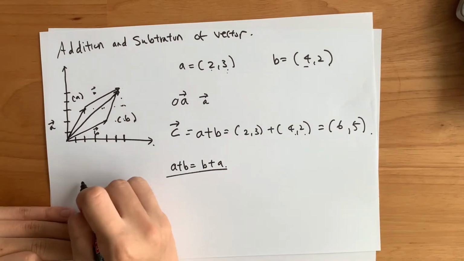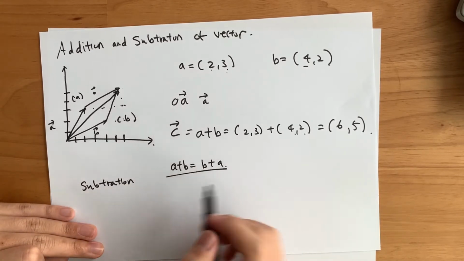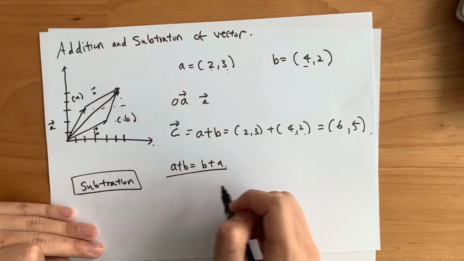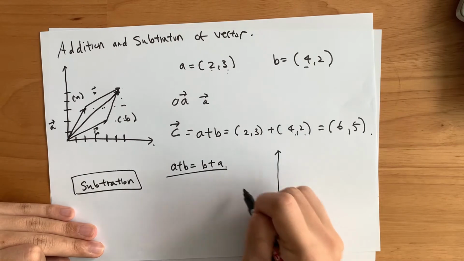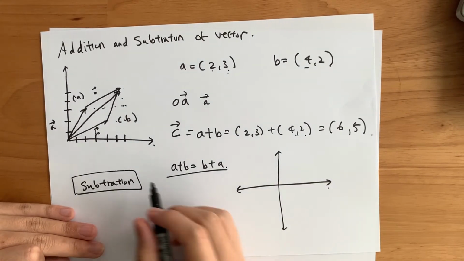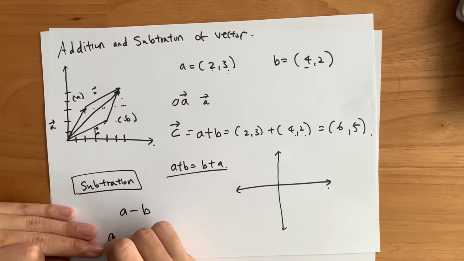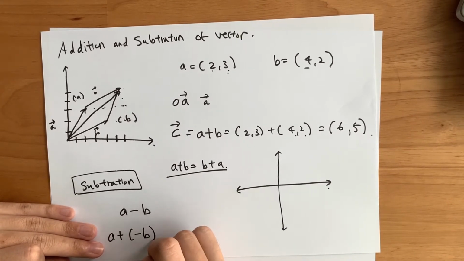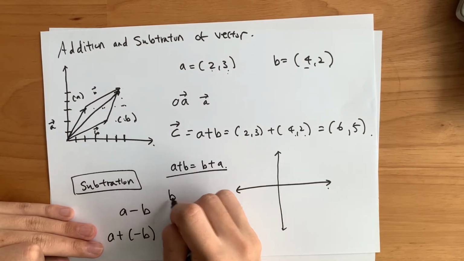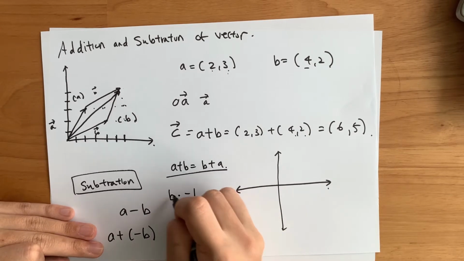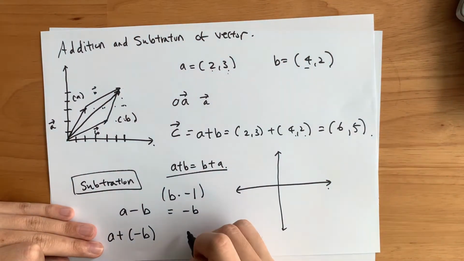And there's also subtraction. I'll show you later. Let's say we have the same values, but we want to do A minus B. A minus B is also equal to A plus negative B. And B multiplied by minus 1 is equal to negative B. Then B is (4, 2), right?